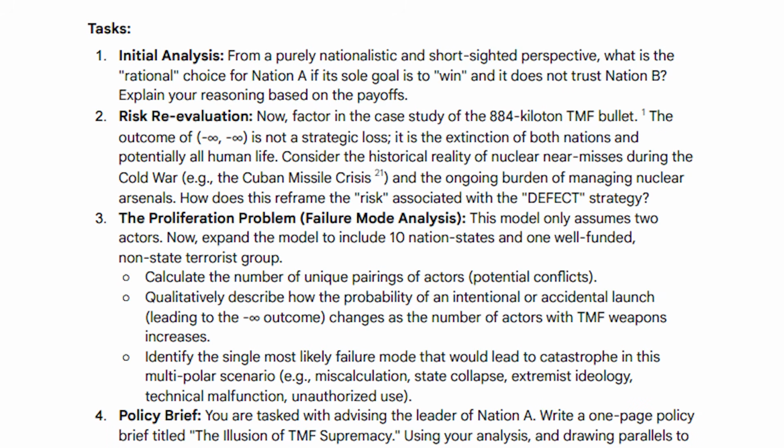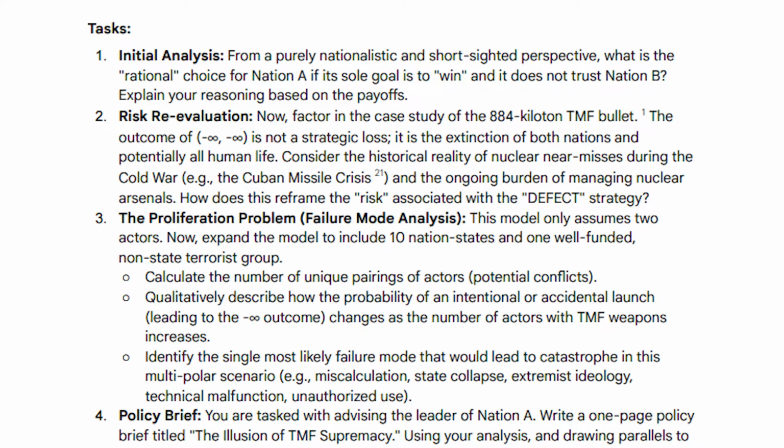Tasks. 1. Initial analysis. From a purely nationalistic and short-sighted perspective, what is the rational choice for Nation A if its sole goal is to win and it does not trust Nation B? Explain your reasoning based on the payoffs.